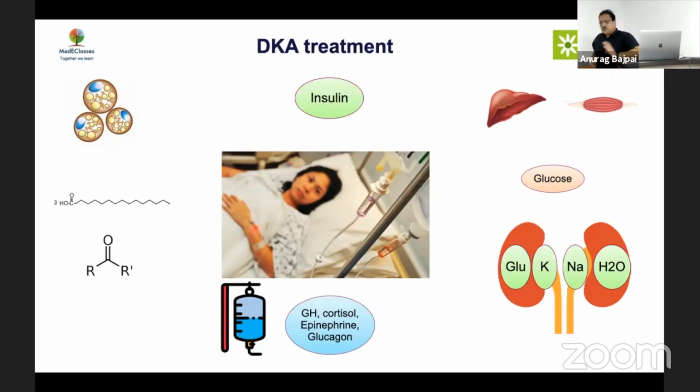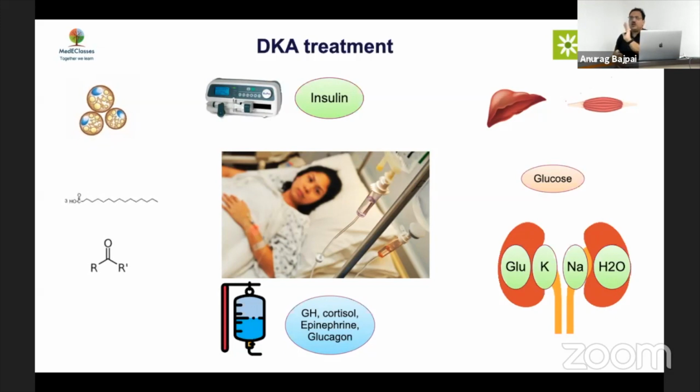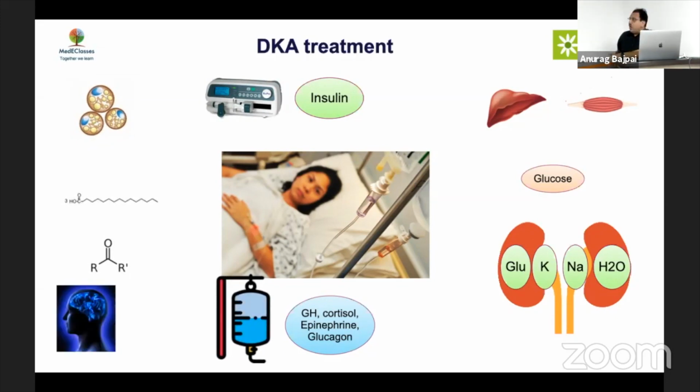But if you just give fluid, the child is not going to be fine because your ketogenesis will continue. To discontinue the ketogenesis, you need to give insulin. And with insulin, your ketones will come down and there will be improvement. The problem is that if you give too much fluid, what will happen?